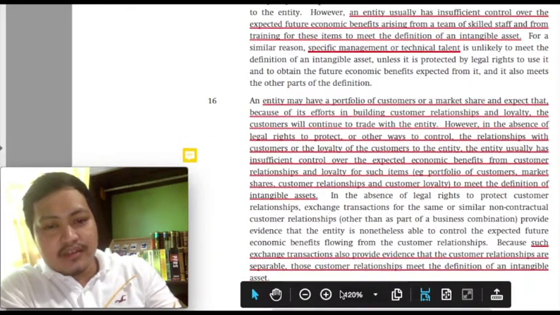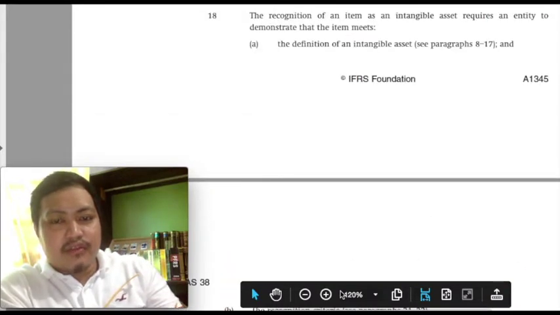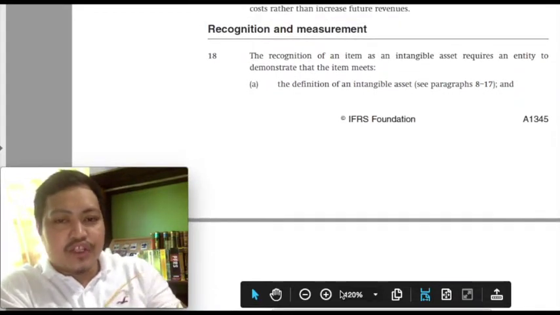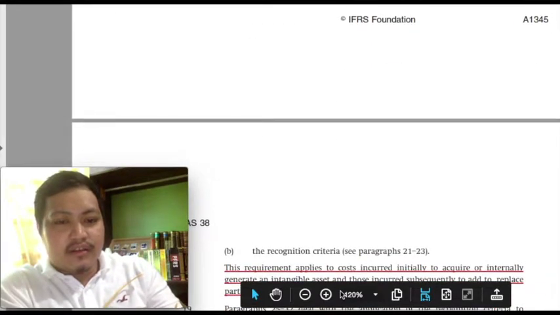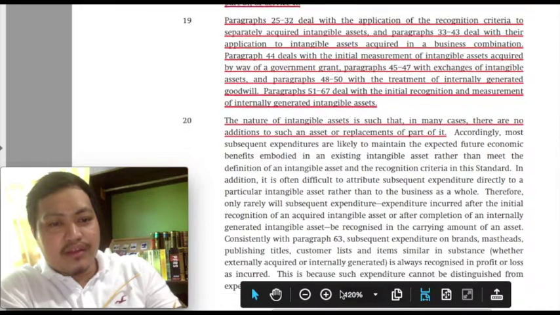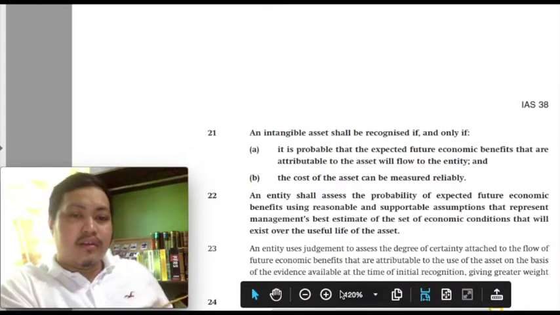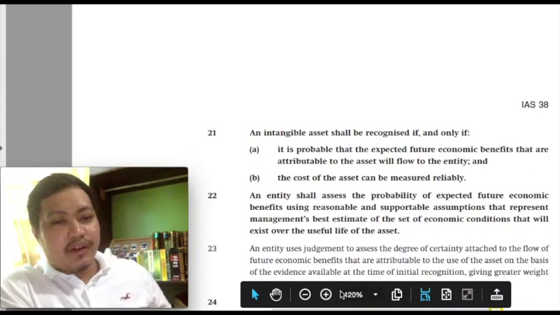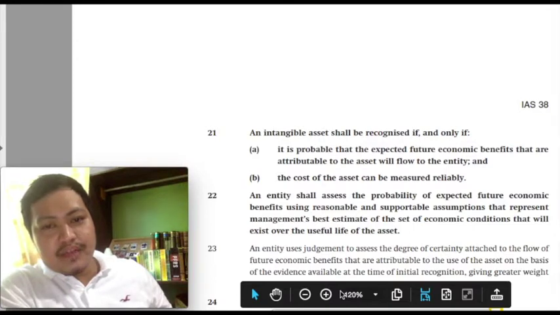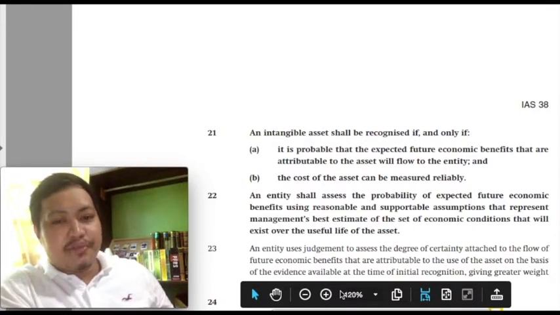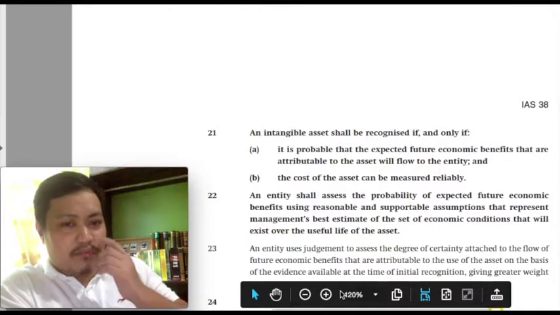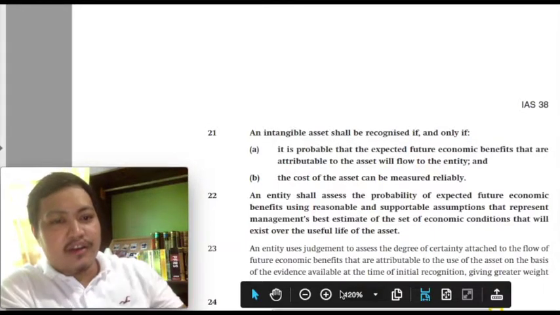Because if you'll notice, class, the recognition criteria would just be that it will have to meet the definition of intangible asset and the recognition criteria provided in paragraphs 21 to 23. And if we'll see here, the criteria provided for paragraphs 21 and 23 are not new. This is very common. Letter A, it is probable that the expected future benefits that are attributable to the asset will flow to the entity. And letter B, the cost of the asset can be measured reliably. At this point, you should already be familiar with probable and measurable requirements. So this is not entirely new.